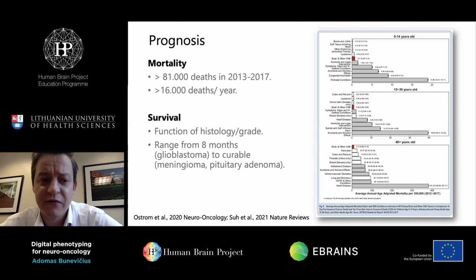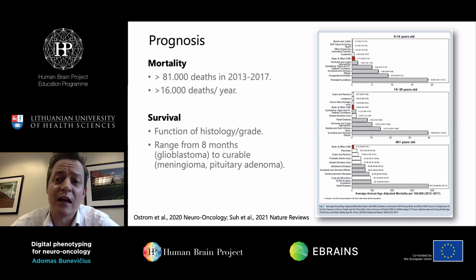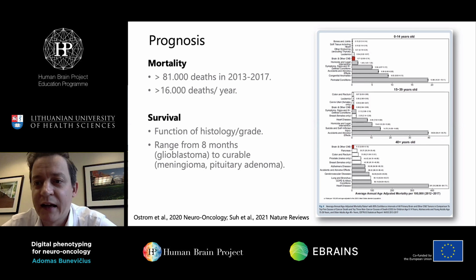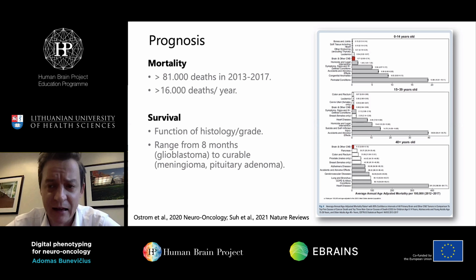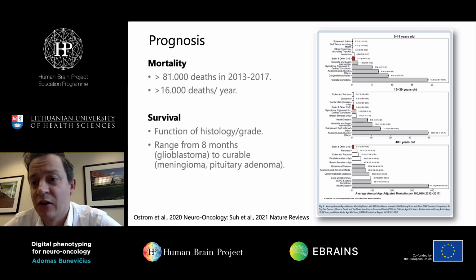So again, as I said before, survival of these patients depends on many things, like histology and grade, and it can be very variable. It can range from 8 to 12 months in malignant brain tumor patients, such as glioblastoma, and some of these can be curable, such as meningiomas and pituitary adenoma. So I think for researchers and for those who want to work in this field, it's important to understand that not all brain tumors are the same. They are very different diseases, and we have to look very carefully when we speak about them.